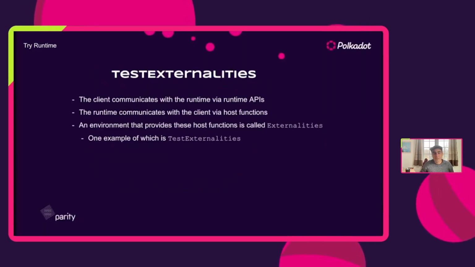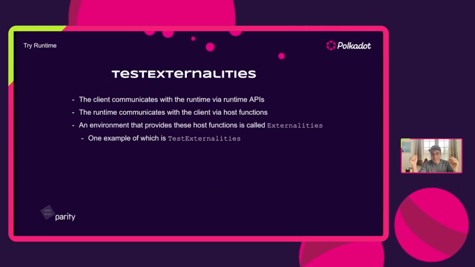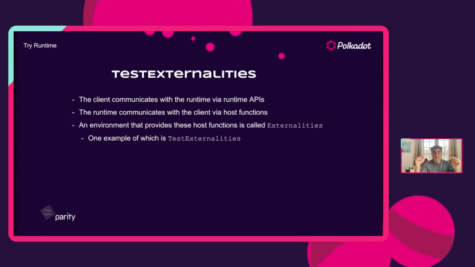So a little recap, a little review. We all know, or at least we should know if we're working with Try Runtime, that the client communicates with the runtime. How does the client communicate with the runtime? Via runtime APIs. And how does the runtime communicate with the client? Via host functions. And where is the storage? The storage is in the client.